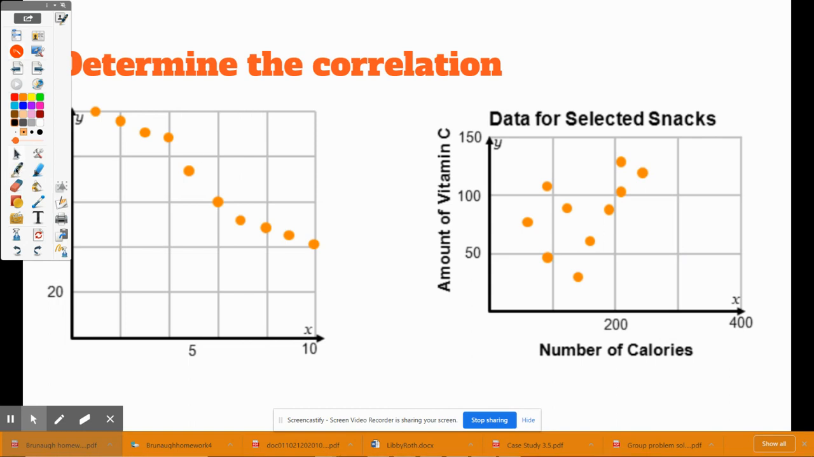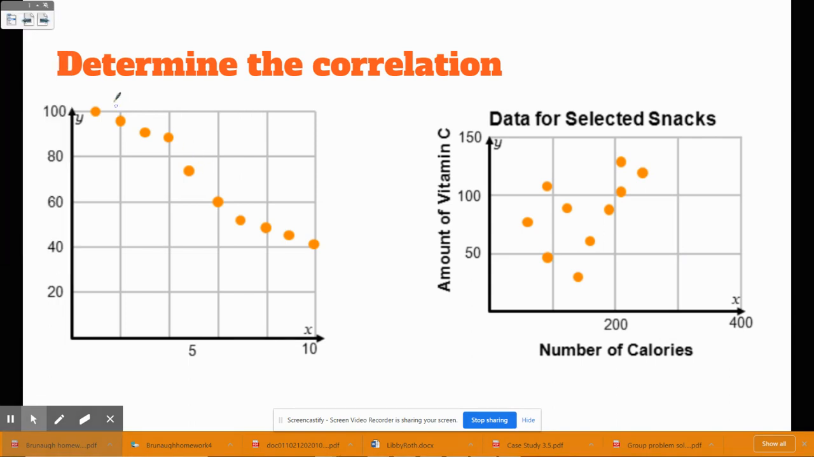So what do you think about this correlation? Is it positive, negative, or no correlation? Well, if I was going to draw a line through here, it would be kind of a downhill slope, so we call that a negative correlation. If I was to draw a line through this one, I really wouldn't even know where to draw the line. Because of that, we would say that there's really no correlation here.